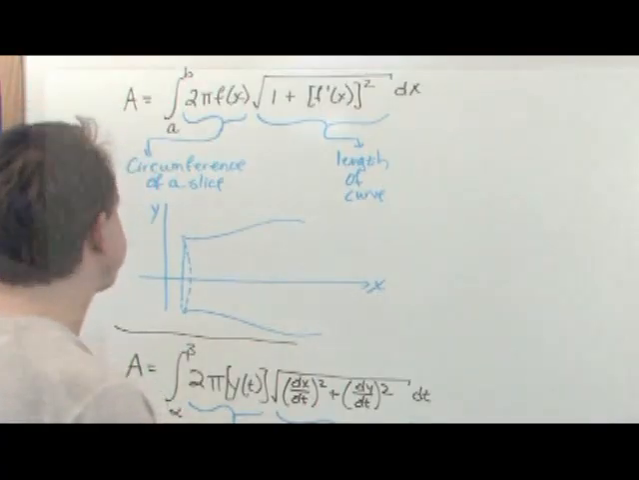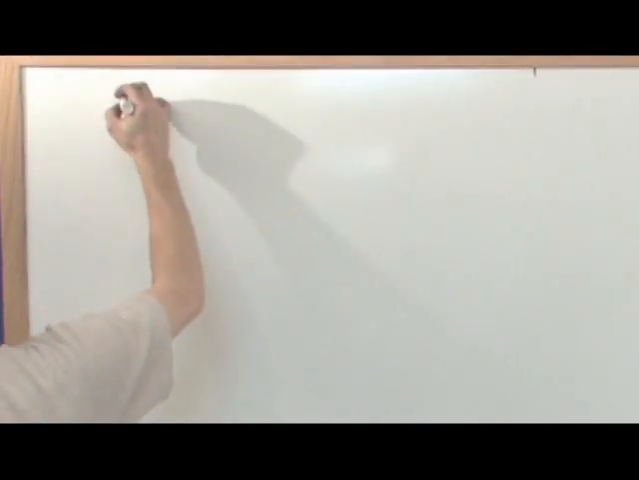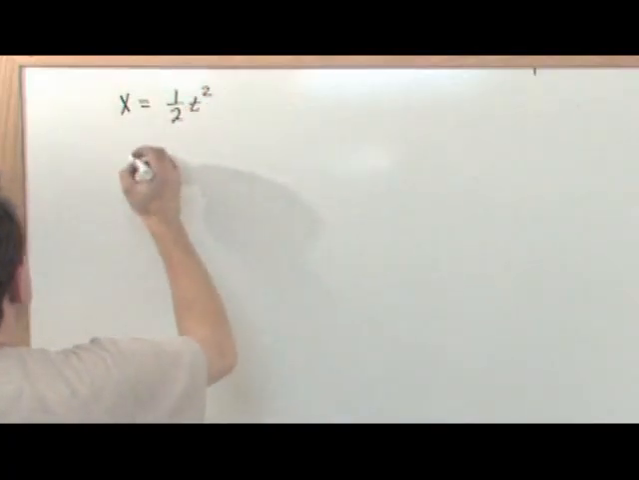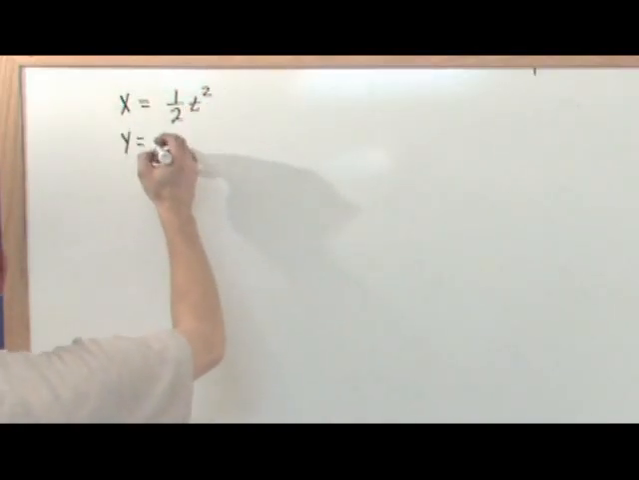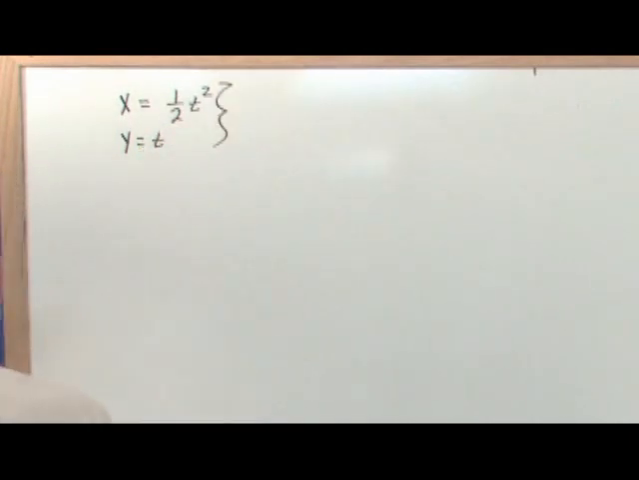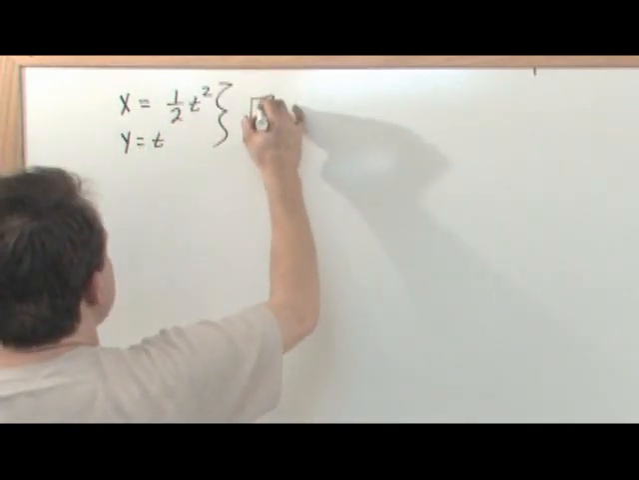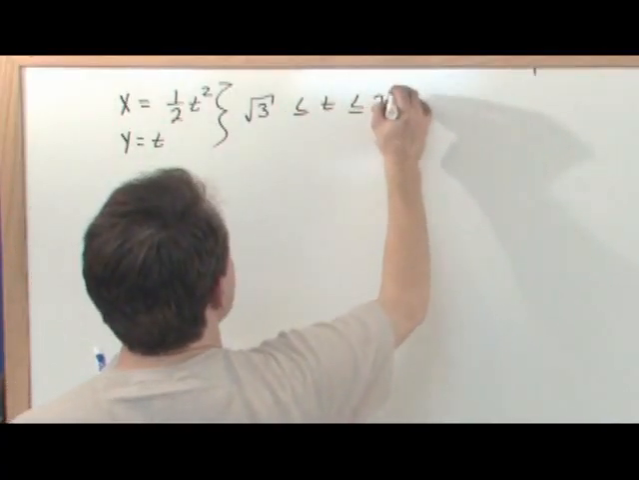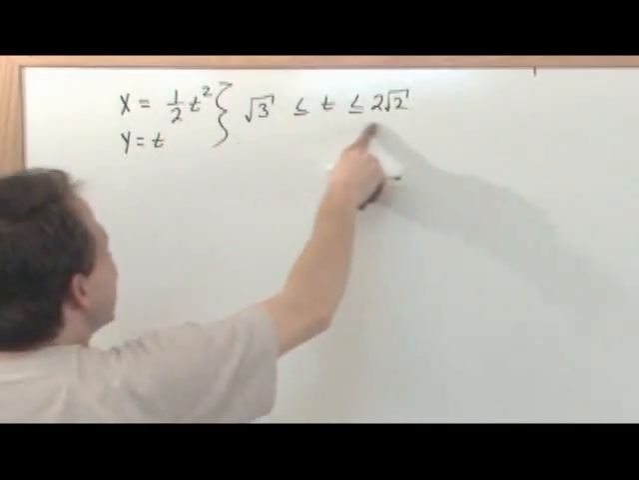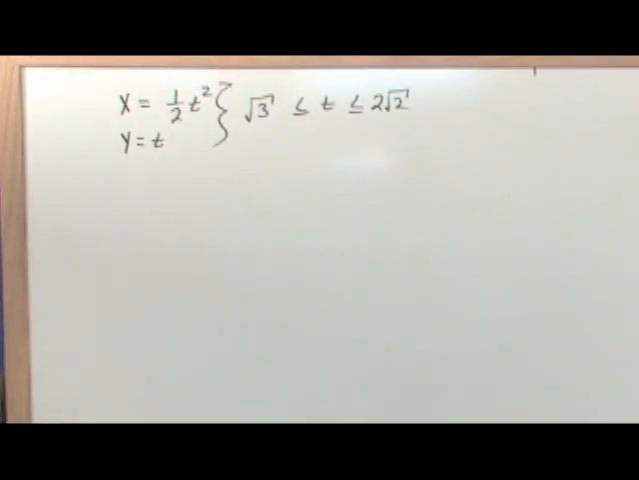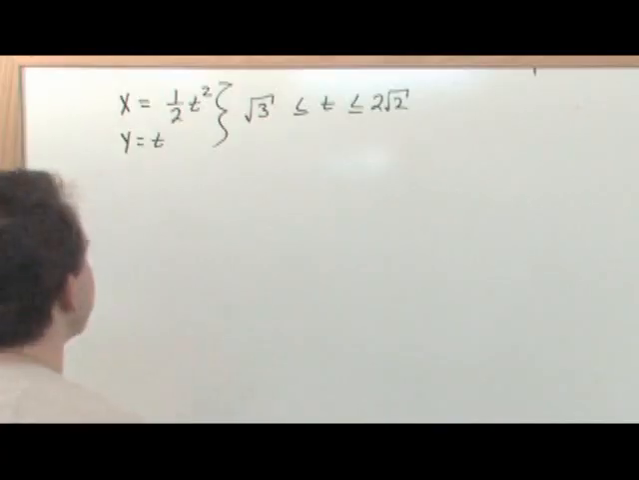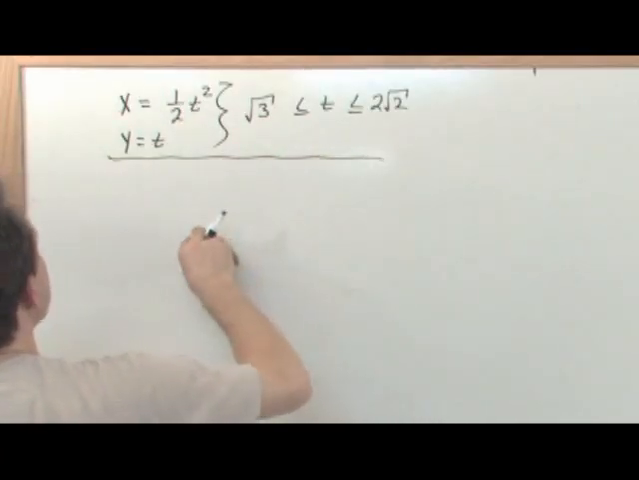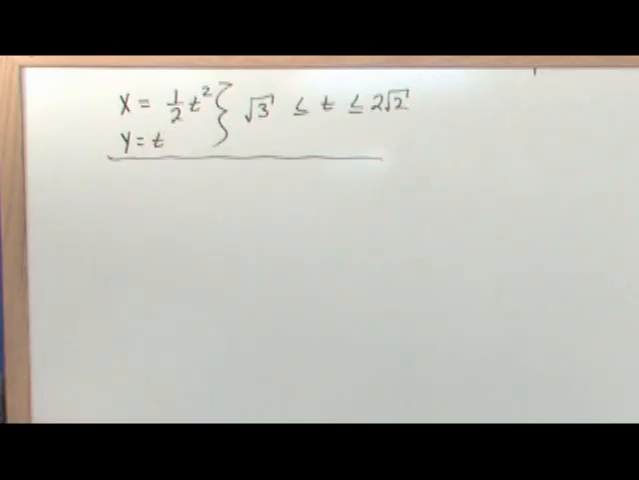The first problem is going to be x equals 1/2 t squared, and y is going to be equal to t, and the parameter t is only going to vary from square root of 3 all the way up to 2 times the square root of 2. So it's some wacky limits, but that's the way they are. This is my function defined in terms of parametric equations, because t is my parameter, time, basically.